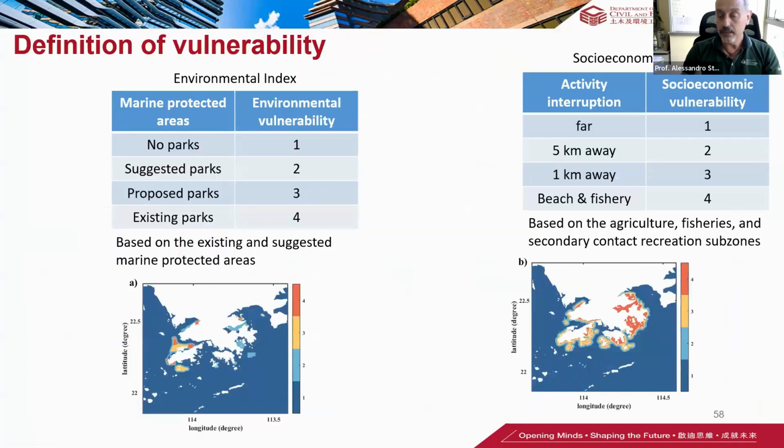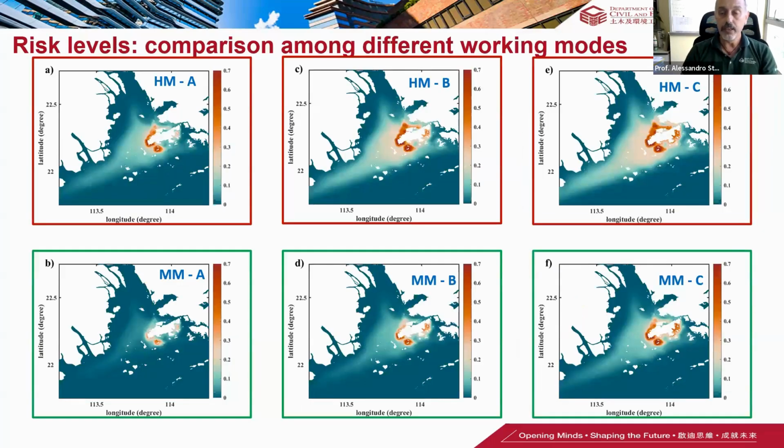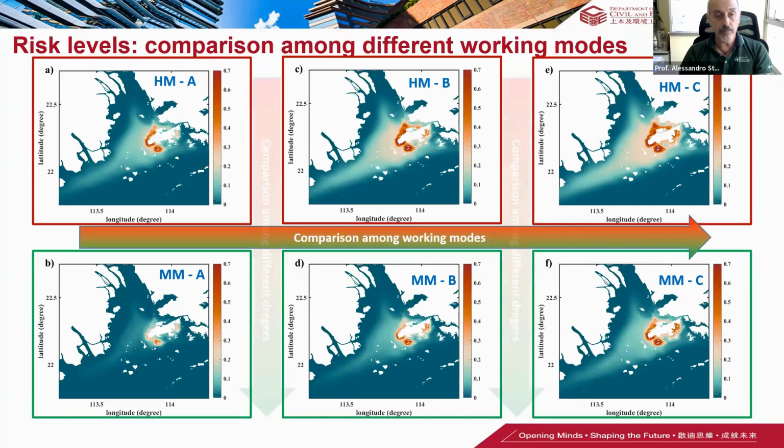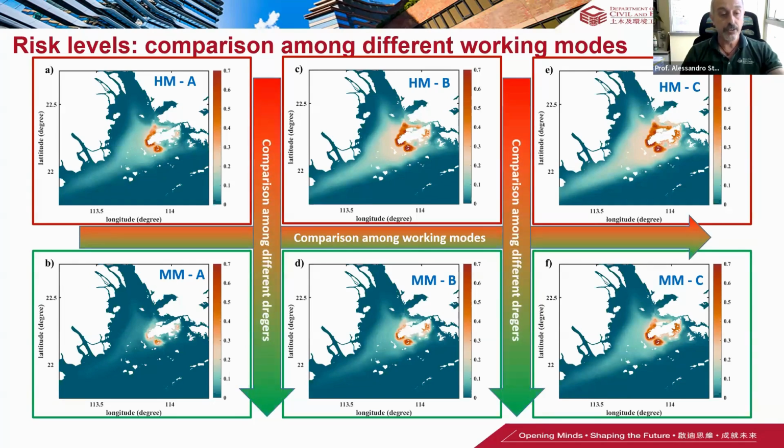Then we define vulnerability. This is the most subjective part, of course, and it depends. For example, we based it on the marine protected areas, the beaches and fisheries, so some socio-economic indexes. When you couple this information, you end up with a comparison of different working modes in terms of risk. So these are now plots of the risk. Risk 1 is the maximum because we normalize this index between 0 and 1. And again, you can compare among different working modes, comparing different dredgers.